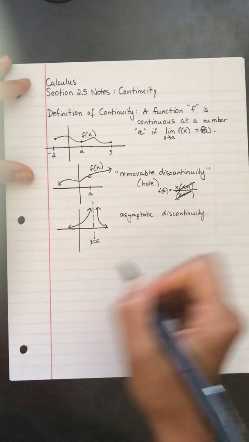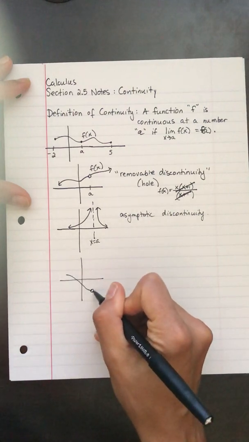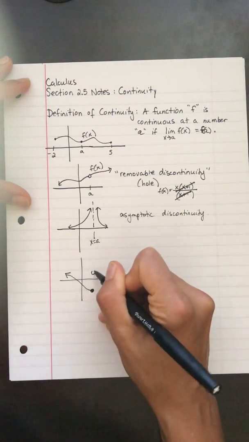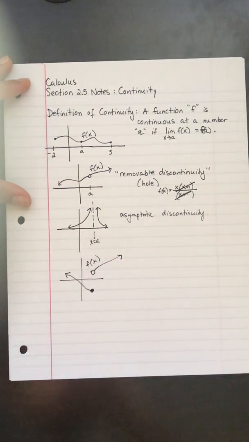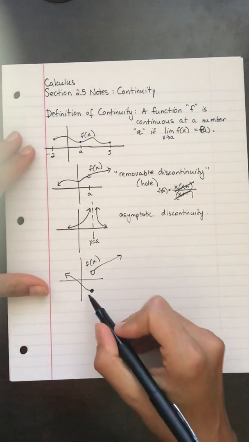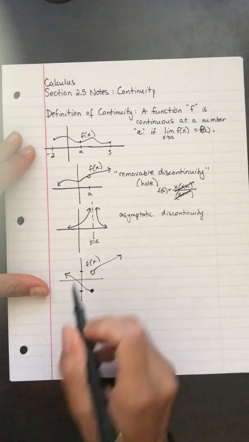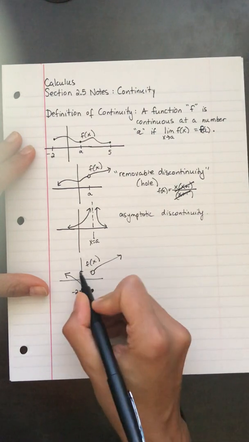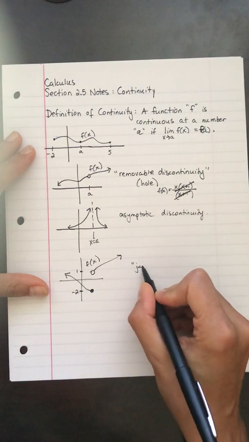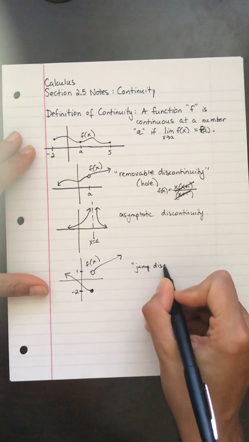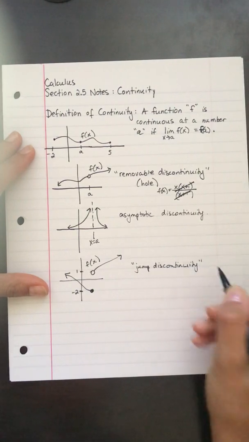And then there's another one. It looks like this. For example, if this is a piecewise function, so what happens is I jump from some y value to a totally different y value, like a -2 to a +1 or something, and there's this gap here. That's called a jump discontinuity.